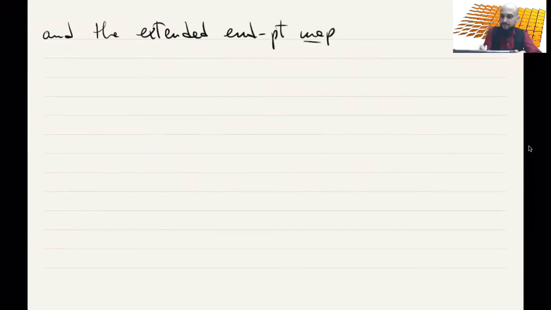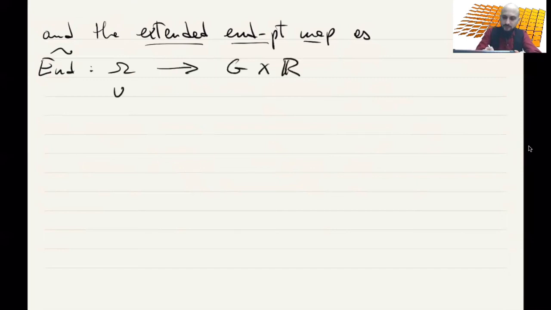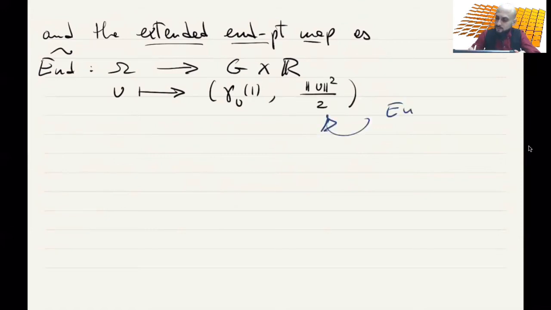Okay, let's define one more map. We define the extended endpoint map, let's call it end tilde, from the space of controls in the product manifold G times R. To every u you assign the final point, so it's the endpoint map, but also taking care of the energy of u.